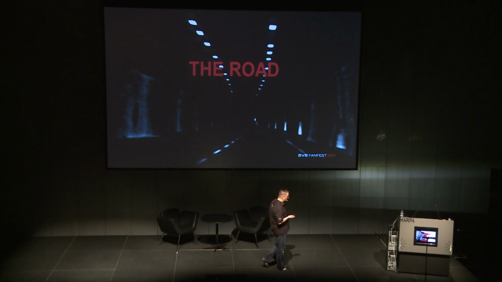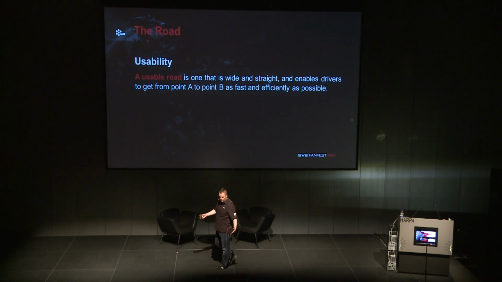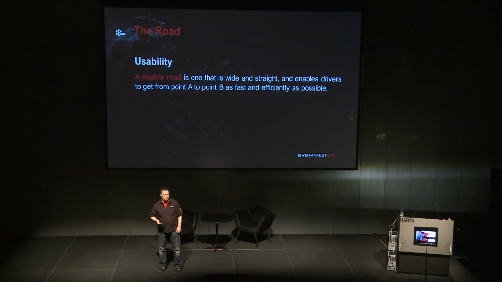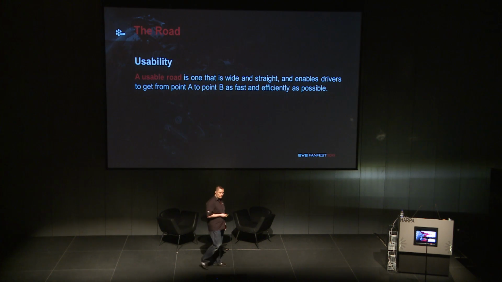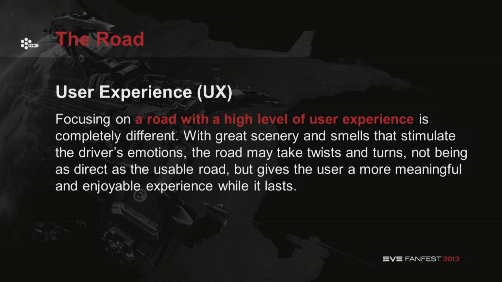So when I was talking about us focusing on usability in the past, I'm going to give you an example of designing a road. When the road is only supposed to be usable, it's going to be wide and straight, and it's going to enable the driver to go from point A to point B as fast and as efficiently as possible. But when you're thinking about a road that's going to have a high level of user experience, then it's completely different. Then you're thinking about the scenery, the smells, and things that stimulate the driver's emotions. The road may take twists and turns, not being as direct as the usable road, but it's a more meaningful and enjoyable experience while it lasts.